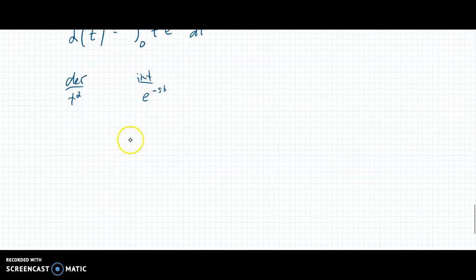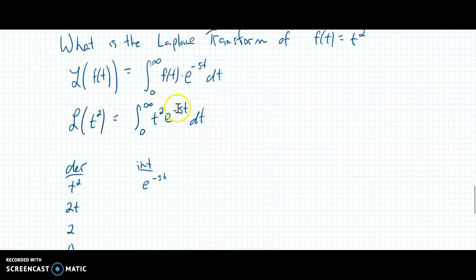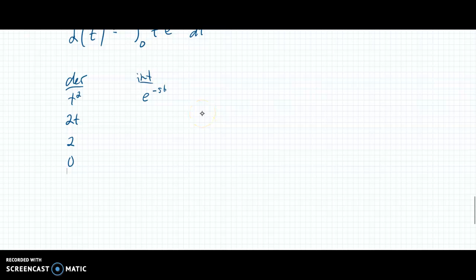So let's do the t squared. Let's differentiate it down: 2t, 2, 0. Now remember, this s, I treat it as a constant when I do this integral because s and t are totally independent variables. So I just treat s as a constant. It's totally fine. So I get negative 1 over s, e to the negative st. Next one is going to be positive 1 over s squared, e to the negative st. And then my next one is going to be negative 1 over s cubed, e to the negative st.